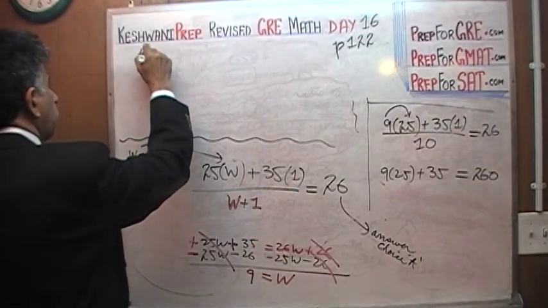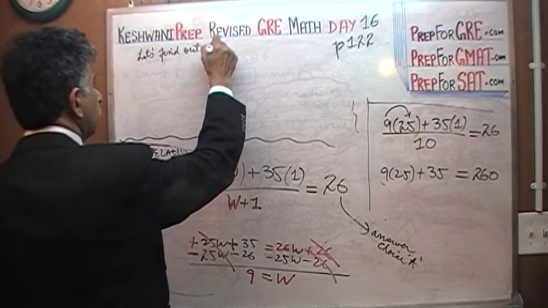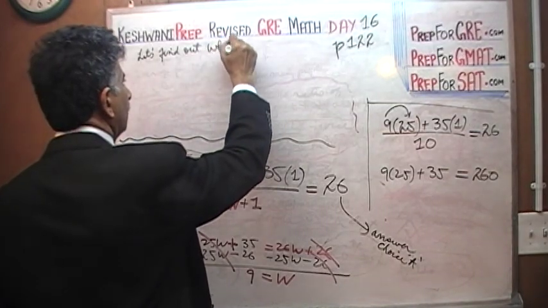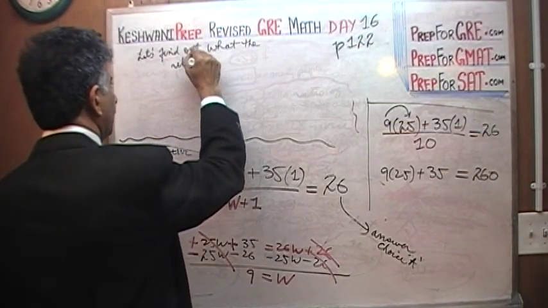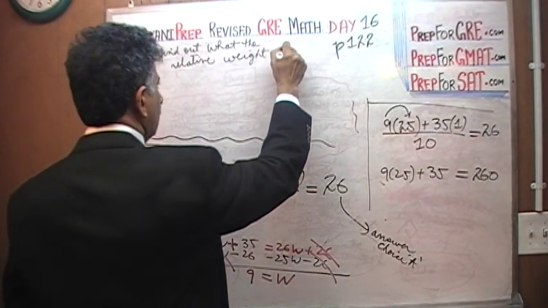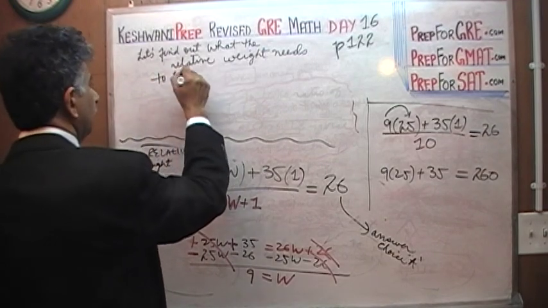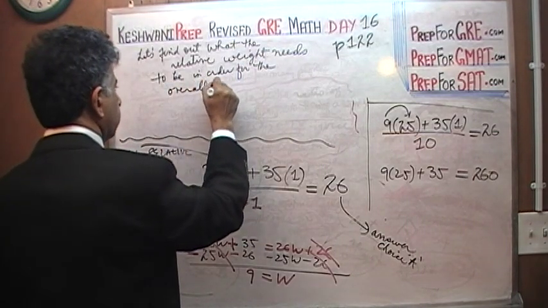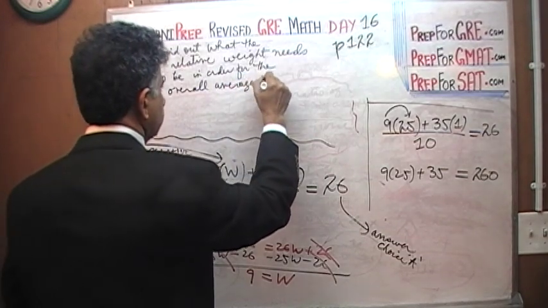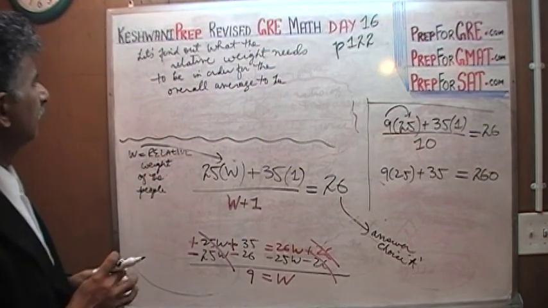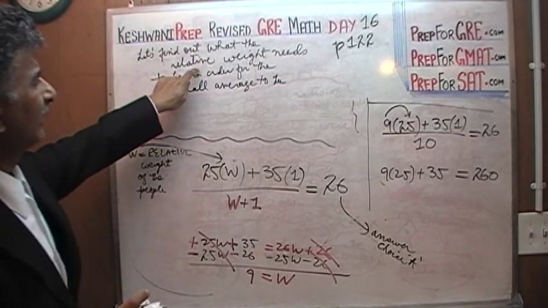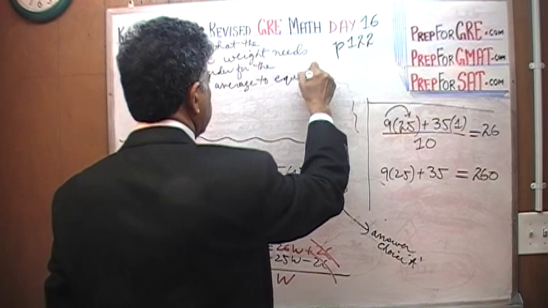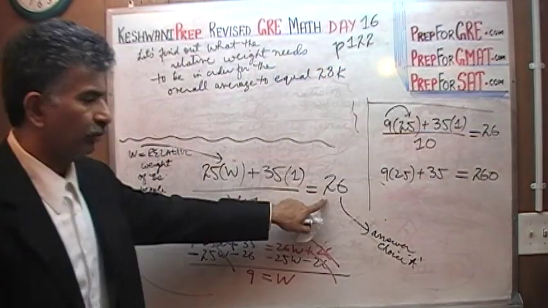Let's find out what the relative weight needs to be in order for the overall average to equal 28K as opposed to 26K.